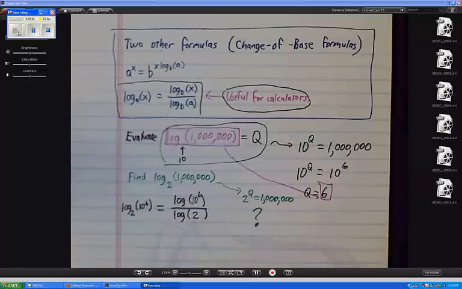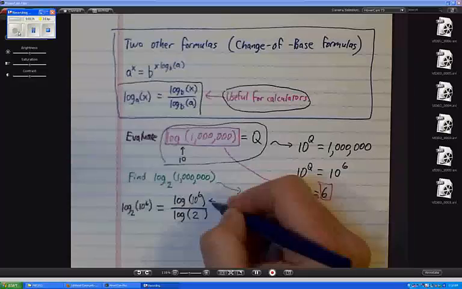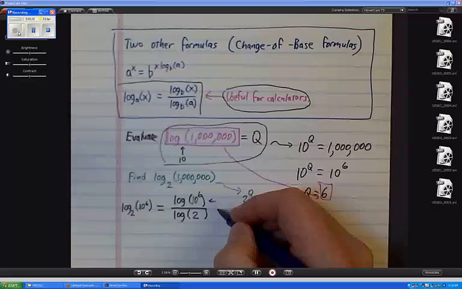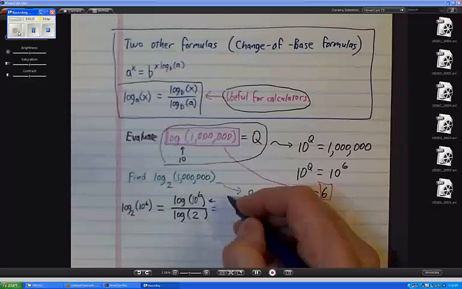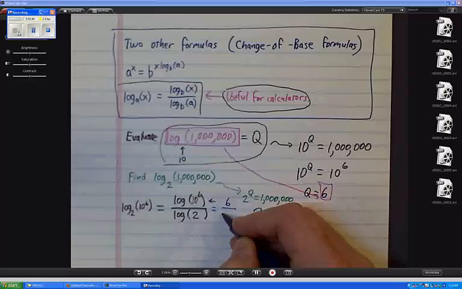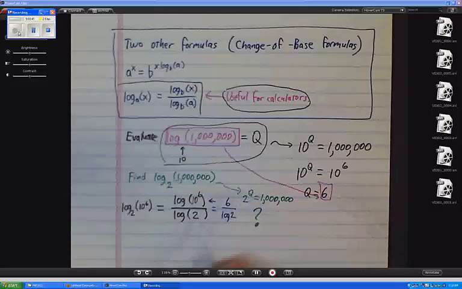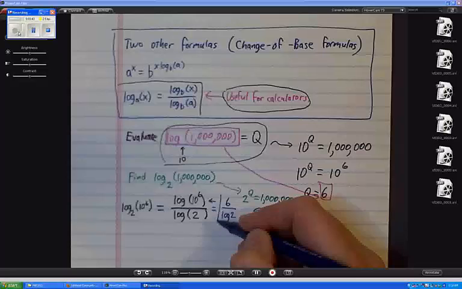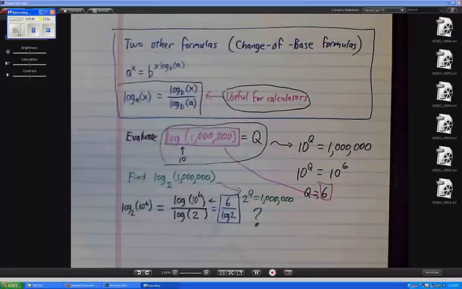Now, to evaluate these, this is easy. What's that equal? 6. This is ugly. I don't want to do it. So my answer is 6 over the log of 2. Okay? But with a calculator, that's something I can do.